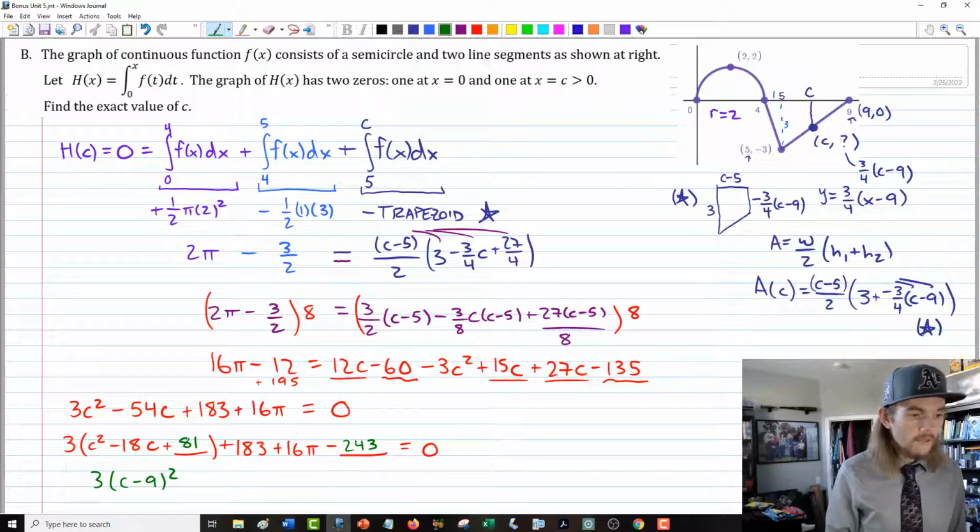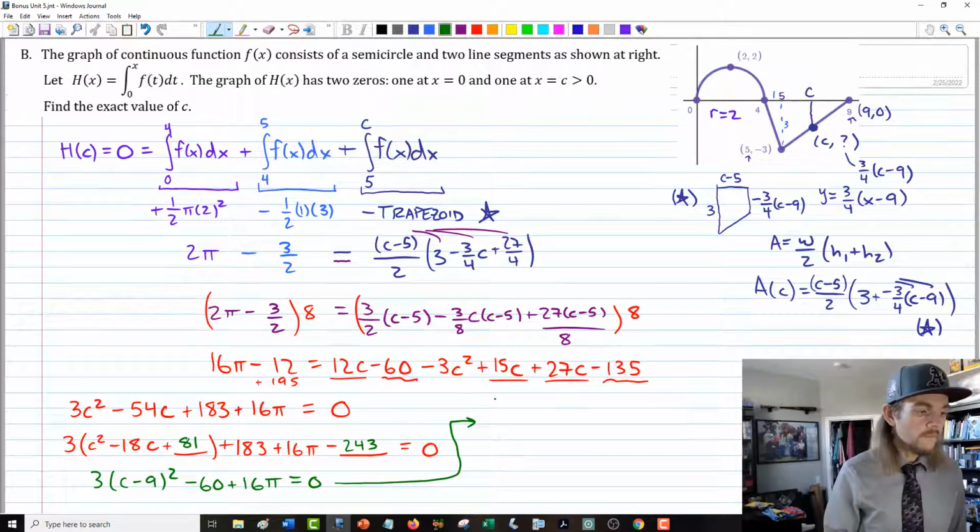Over here, we've got 183 minus 243, which is going to be minus 60. So minus 60 plus 16 pi. And finally, all this is equal to 0. Now from here, I want to actually solve this. So I'm going to add the stuff to the other side and divide by 3. We'll end up with c minus 9 squared is equal to 60 minus 16 pi.